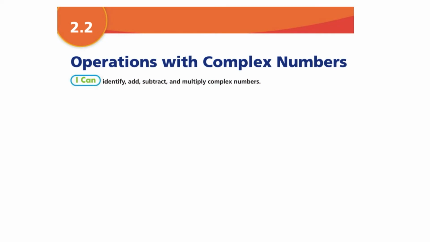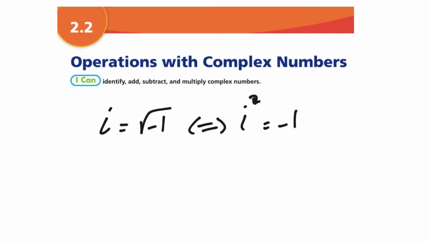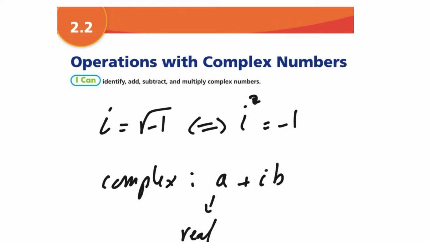In this lesson, I'm going to teach you how to add, subtract, multiply, and divide complex numbers. But first, allow me to remind you about the imaginary number i that is defined as the square root of -1, from which we can say that i square is -1. So the complex number in general is a plus ib, where a is the real part and b is the imaginary part.